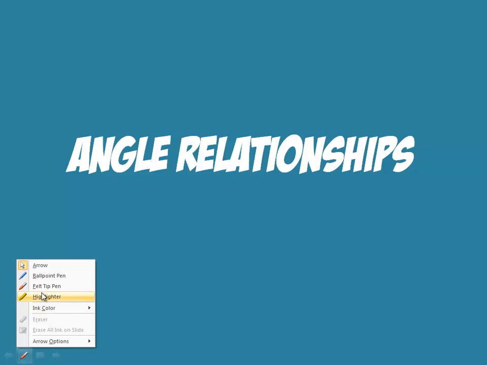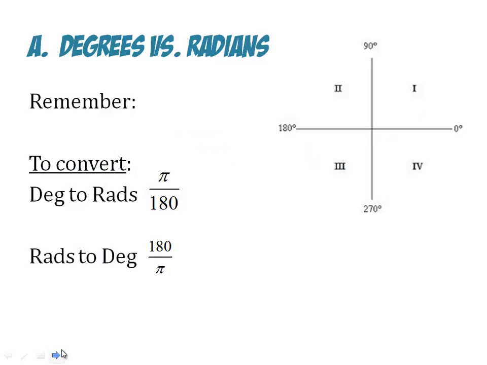Alright, this video is about angle relationships, especially with the unit circle and trig. Okay, first we need to remember what we talked about yesterday, degrees versus radians. So here's your grid. You know 0 degrees, 90 degrees, 180, 270. Well, in radians, remember we said that at 180 it's pi.